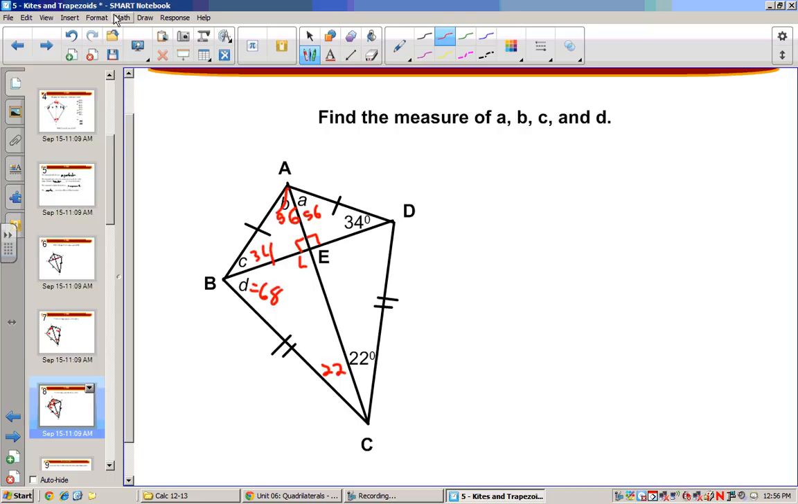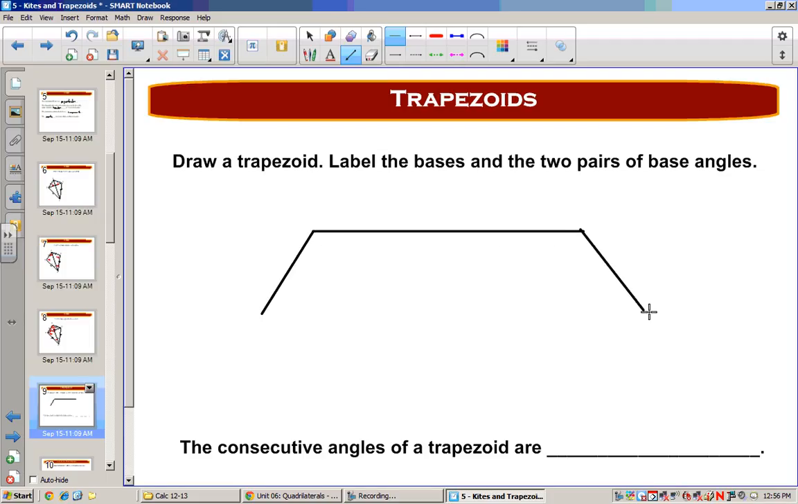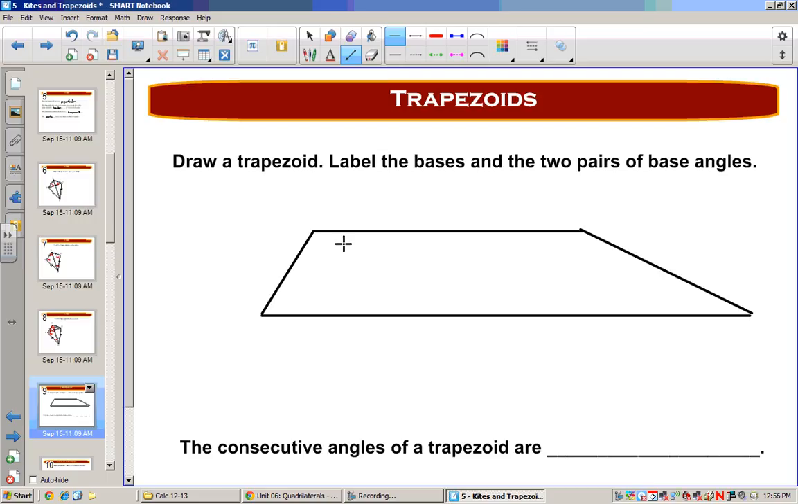All right, now we have our A, B, C, and D, and we're off to the next category, which is a trapezoid. A trapezoid is a quadrilateral with exactly one set of parallel lines. So we have our two parallel lines here.